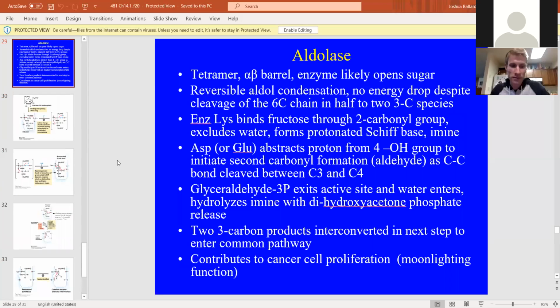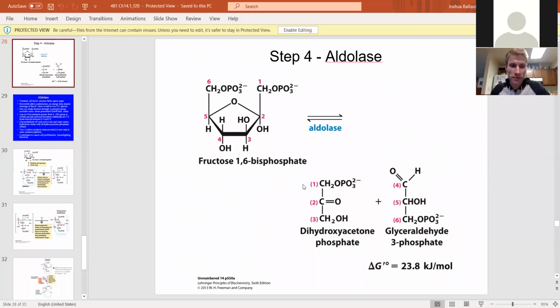Does anyone have any questions about steps 1 through 4 before we move on to the second half? I'll show you real quick. I use Anki for some of my cards when I try to memorize glycolysis. So I'm just going to show you several cards that I made. Maybe it'll help.